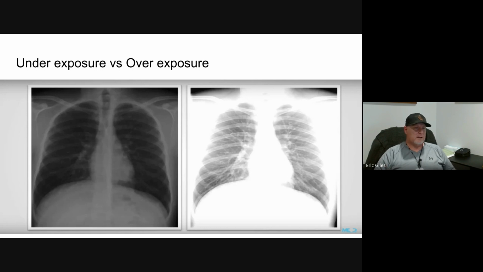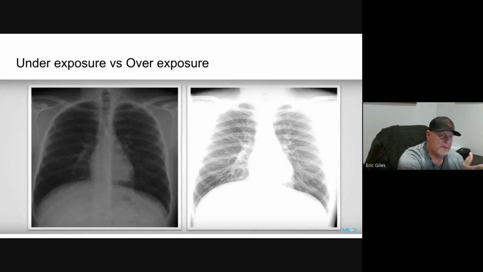Now the one on the right is underexposed. Little tidbit for you: on your PA chest x-rays, you ought to be able to detect different thoracic vertebral bodies. Now this one on the right, you cannot. You can't even see them. It's just a light blob through there. That tells you right there that it's underexposed. You see the soft edges around the lungs. Just not enough power to go through there.